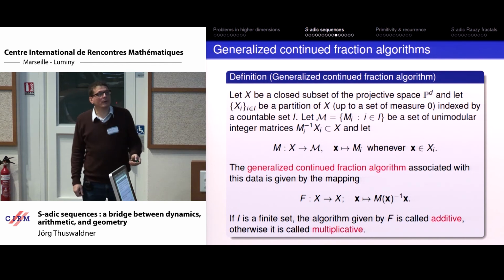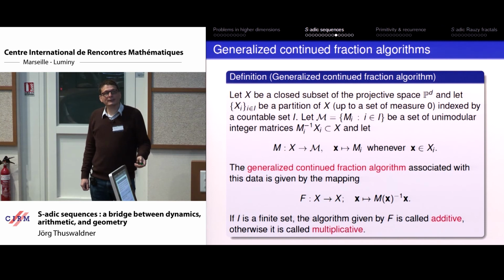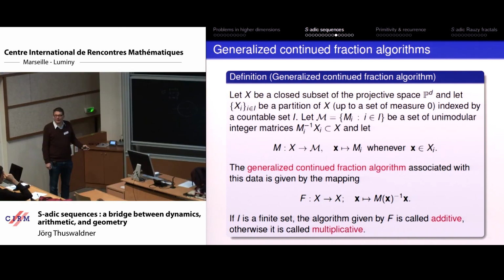So what does the continued fraction algorithm do? We start with X, and depending on where we are, we hit X with a matrix. Like the additive Euclidean algorithm: depending on whether A is greater than B or A is less than B, it hits the vector (A, B) with different matrices. And this is just a natural generalization of these concepts to higher dimensions.